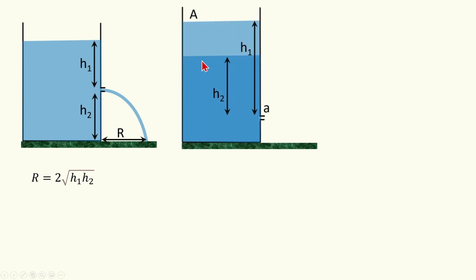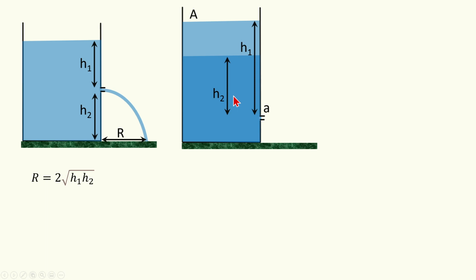So let's take a case where the cross section area of this tank is capital A, and the orifice has a small area, that is small a, right? And we are considering that capital A is much greater than small a, right? So as the water gets out of this orifice, the water level decreases. So let's say it takes time t for the water level to recede from h1 level to h2 level, right?